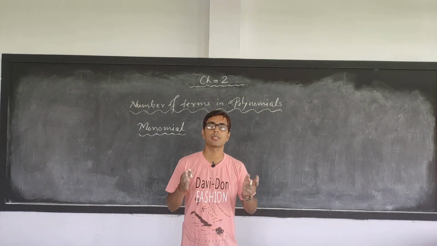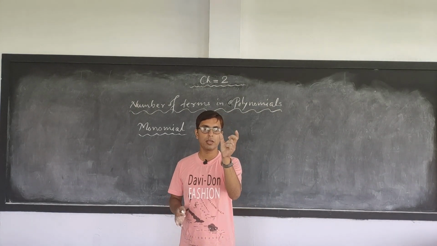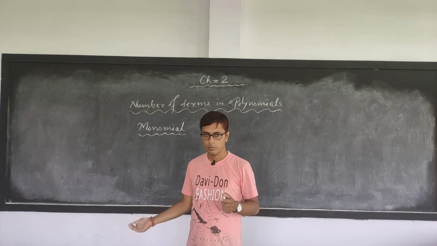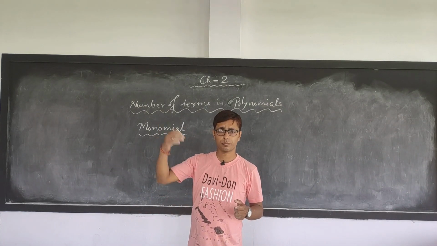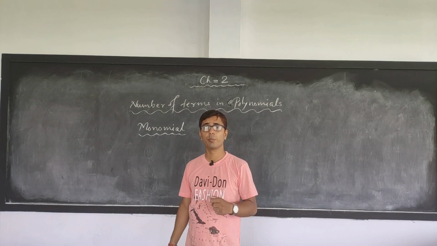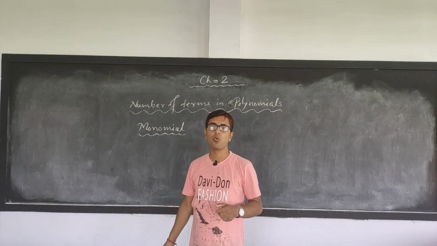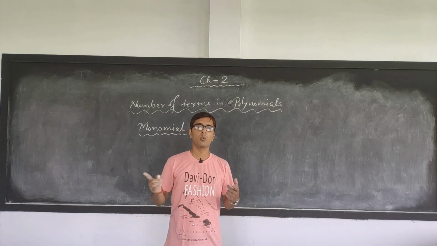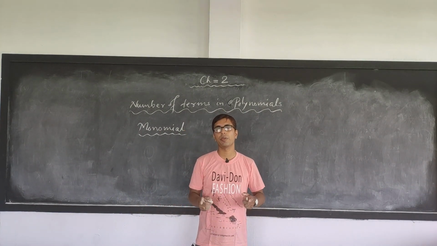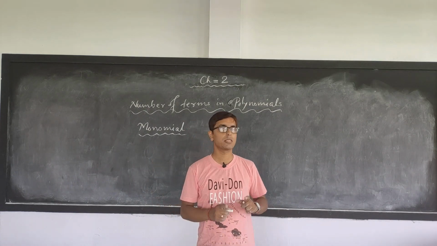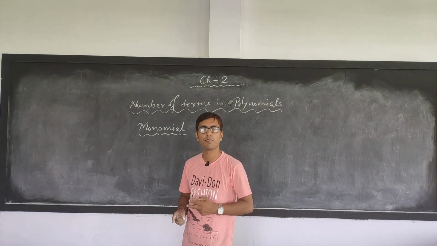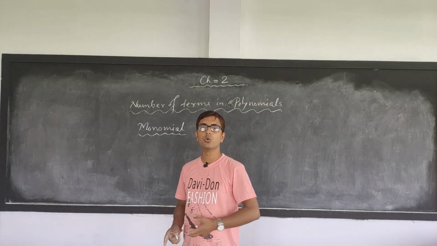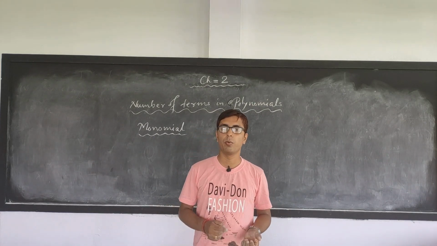So monomial refers to the number of terms. If there is only one term in the polynomial, then such polynomials are known as monomials. Again, linear monomials are those monomials whose degree is 1. Then quadratic monomials are those monomials whose degree, that means maximum power, is 2. Then cubic monomials are those monomials whose degree is 3.